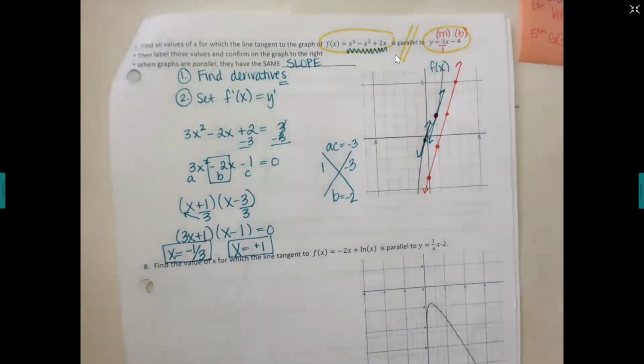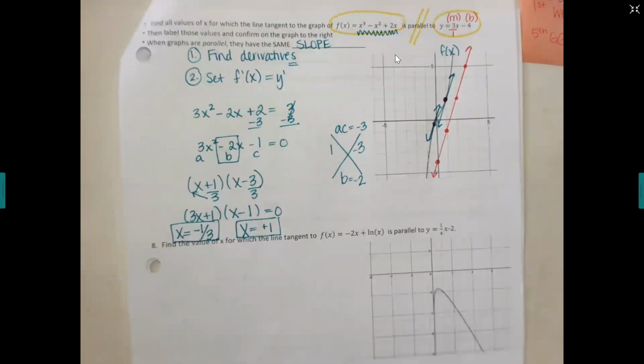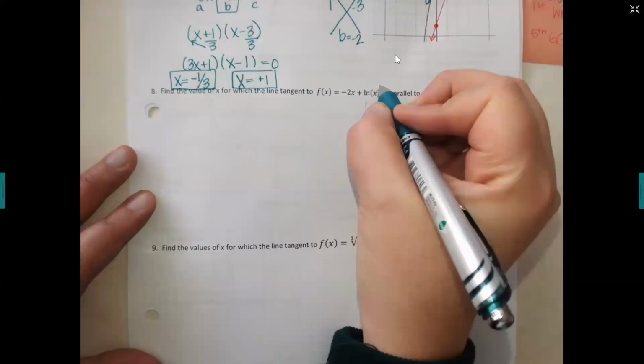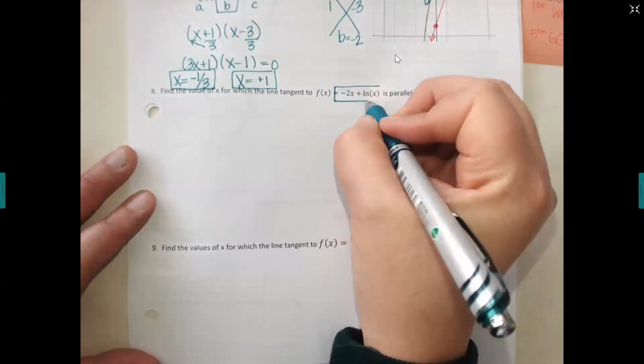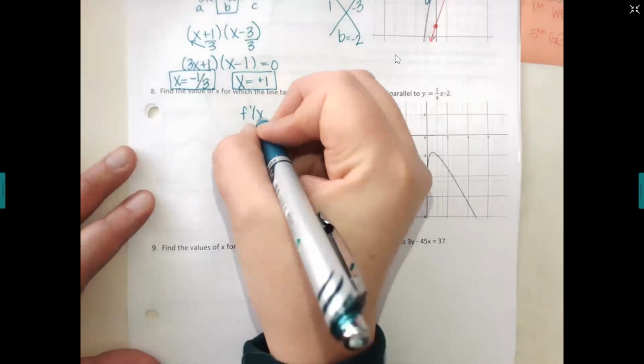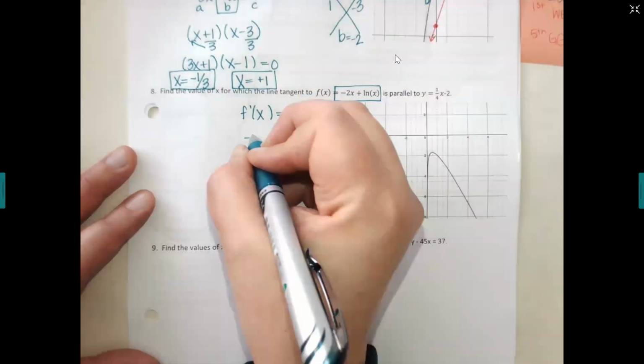All right, we're just going to do one more. We'll just do the next one. Number 8. So f of x is negative 2x plus ln x. And I want it to be parallel to 1/4 x minus 2. So let's start off by taking the derivative here. What is the derivative of negative 2x? Okay, it would just be a negative 2.